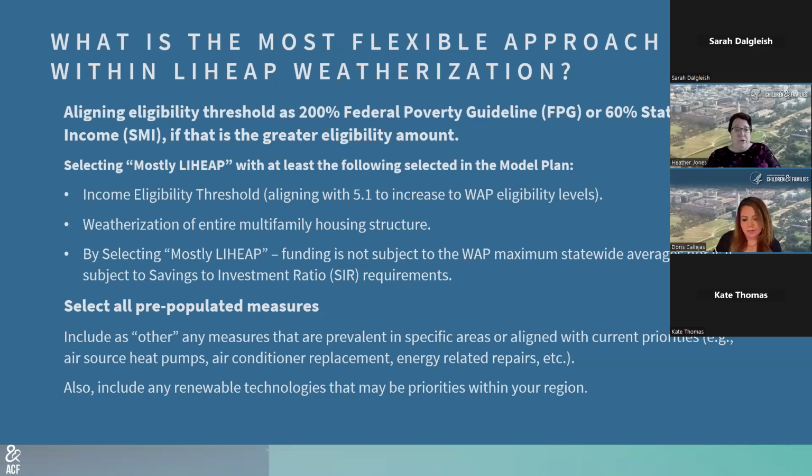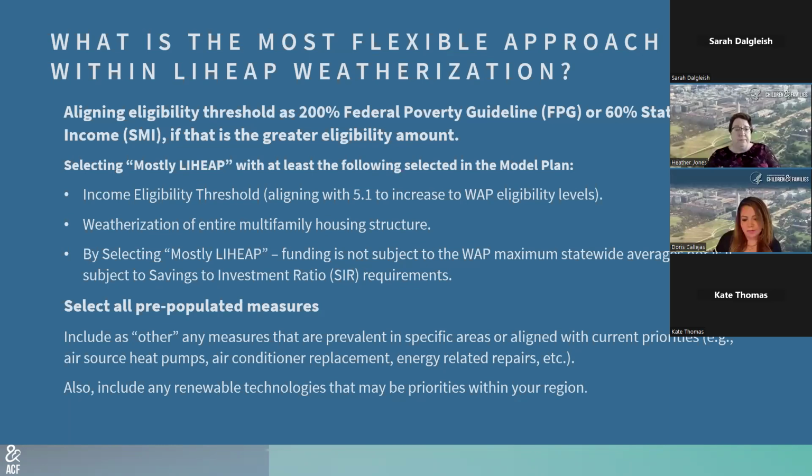When you select mostly LIHEAP rules, LIHEAP funding is not subject to all the DOE WAP maximum statewide averages or subject to the savings investment ratio. You will also select pre-populated measures and other measures that are specific to your current priorities. This could include heat pumps, air conditioning replacement, and energy-related repairs. You'll also want to include any renewable technology that may be a priority within your region, including wind and solar.